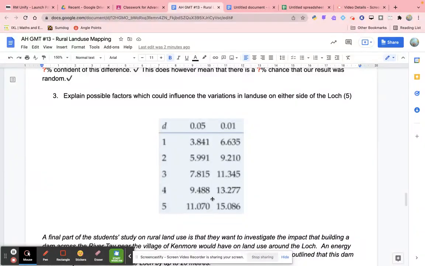And by accepting a null, you are basically saying there is no difference between, in this case, my two land uses. But we have got greater than that and that. So because we were greater than that level, we are 99% sure that there is a difference between the amount of land use on the two sides of the valley.